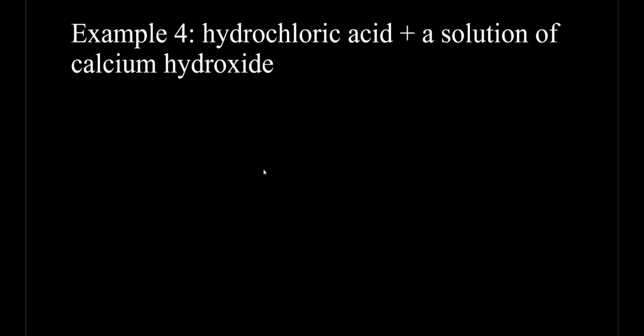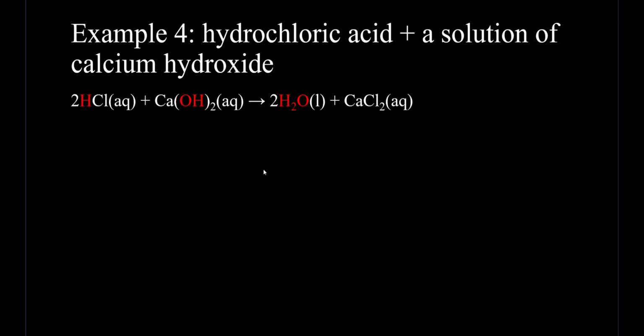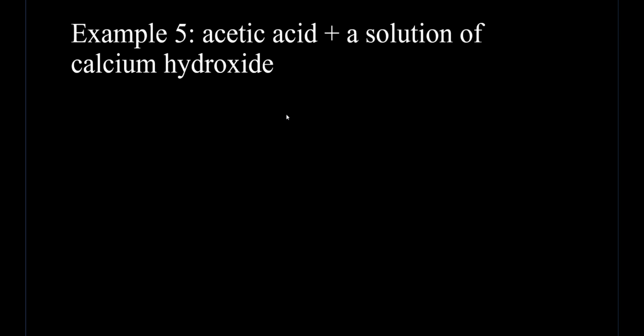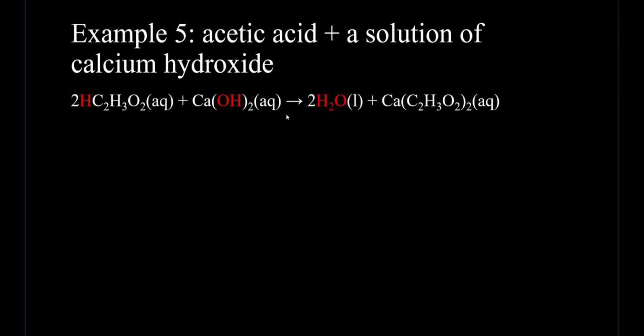Hydrochloric acid in a solution of calcium hydroxide, same exact deal. Why am I putting it? Just because it's not a 1-to-1 ratio for the hydroxide. So you end up making 2 water molecules for every calcium hydroxide unit. And then finally acetic acid to show a weak acid. Same exact thing happens. The hydrogen goes with the hydroxide to form water, and calcium acetate.